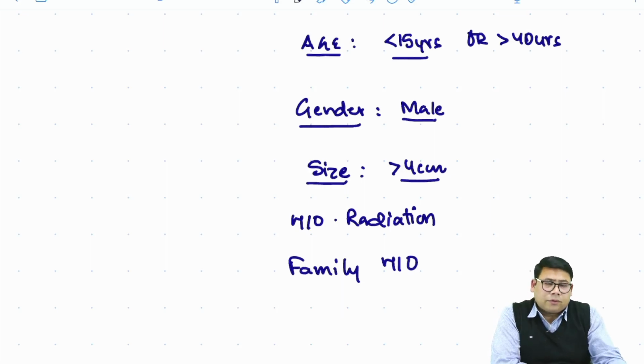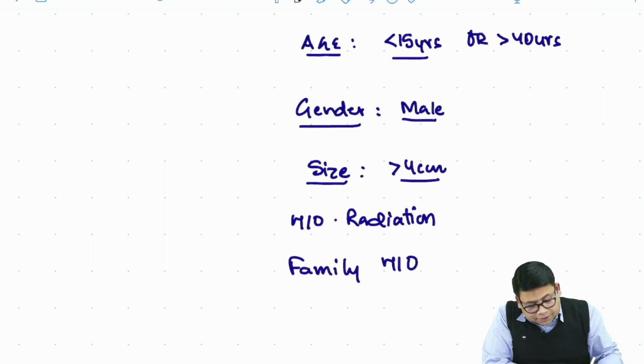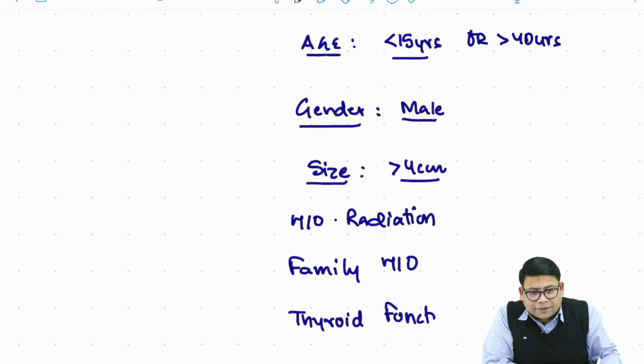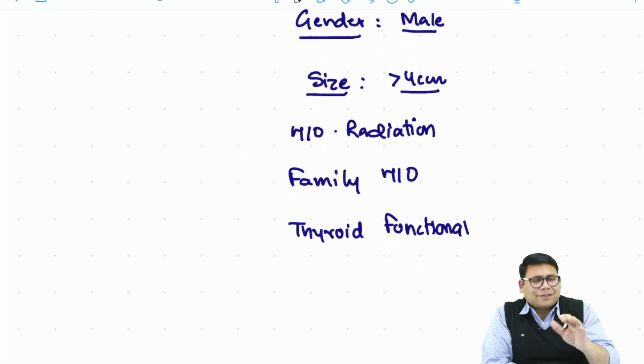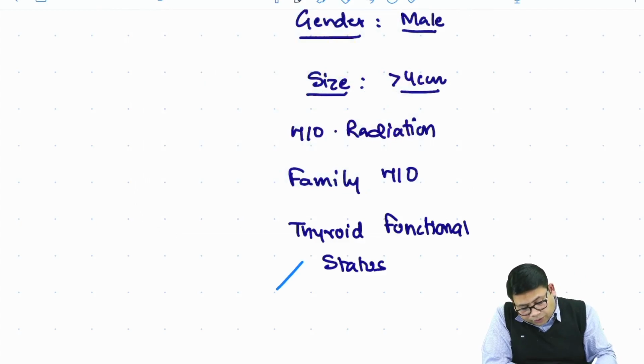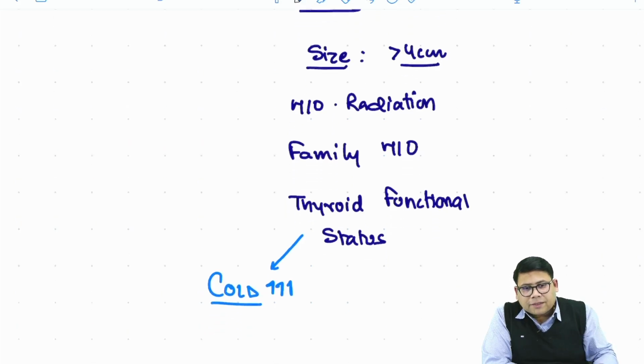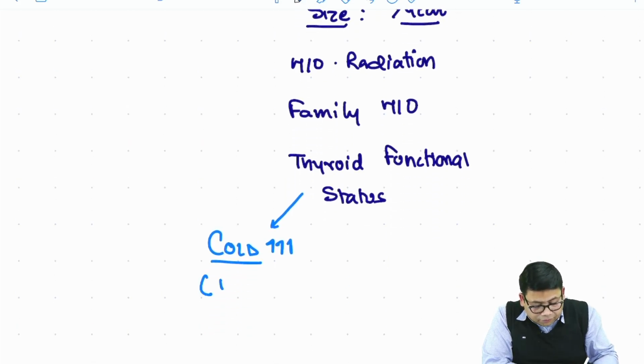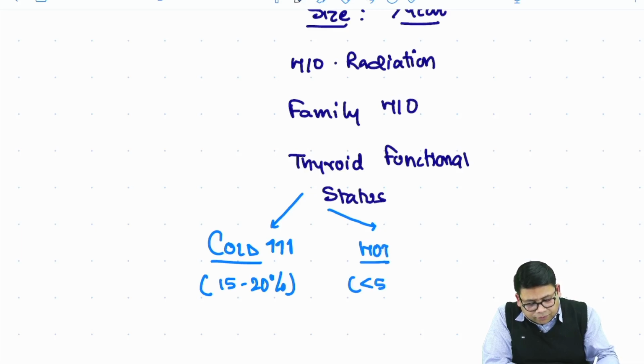And what else is important? The answer is the thyroid functional status. How do you see the thyroid functional status? Right now you have seen one very important thing, that is a thyroid scan. Try to understand a cold nodule. The cold nodule has an increased risk of malignancy, and how much? The answer is 15 to 20% of them, and this figure is again important. If you talk about hot nodules, less than 5% of them are associated with an increased risk of malignancy.